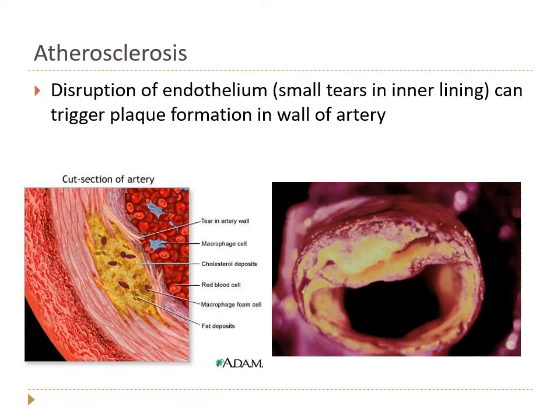So if you get any kind of disruption to your endothelium, that inner layer of simple squamous epithelium, little tears in that inner lining of the artery, that can trigger something called plaque formation. So plaque formation, which you can see in the images below, we've got a diagram of a cross section on the left and an actual photograph on the right, is you can see all of a sudden these deposits start building up inside the wall of the artery. So this is actually underneath that endothelium.